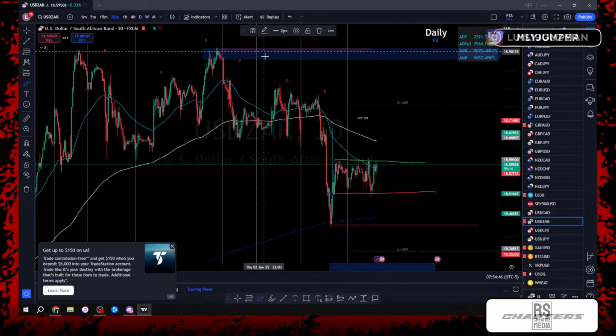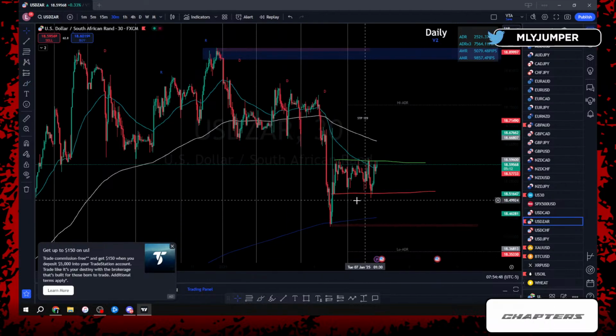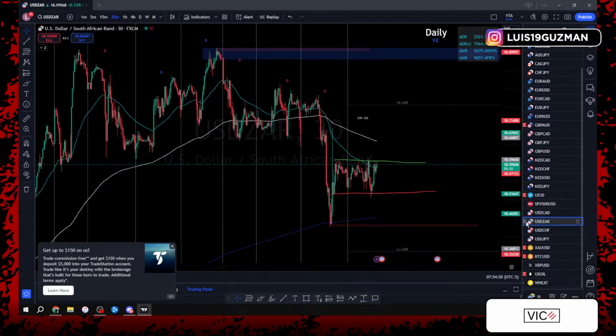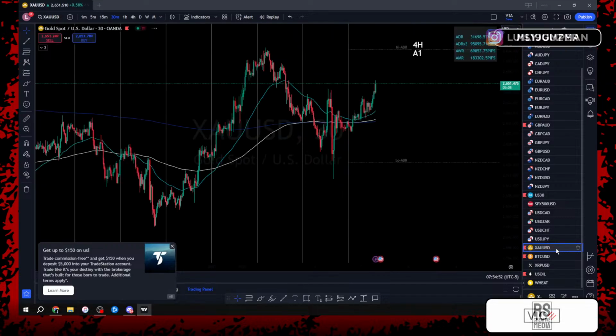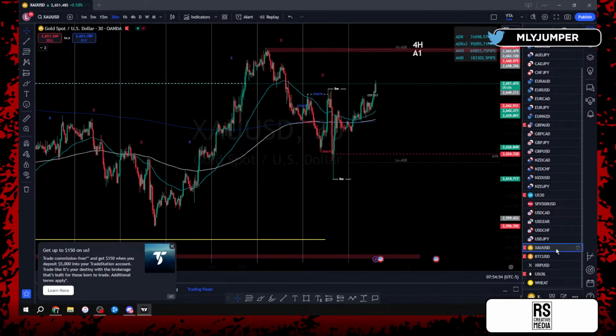And again, you can see that we're just in a zone of consolidation. Price is just moving sideways. So we'll let that one move. I'm still not going to be trading ZAR or USD CAD for a little bit. We'll give it some time, just a little bit.